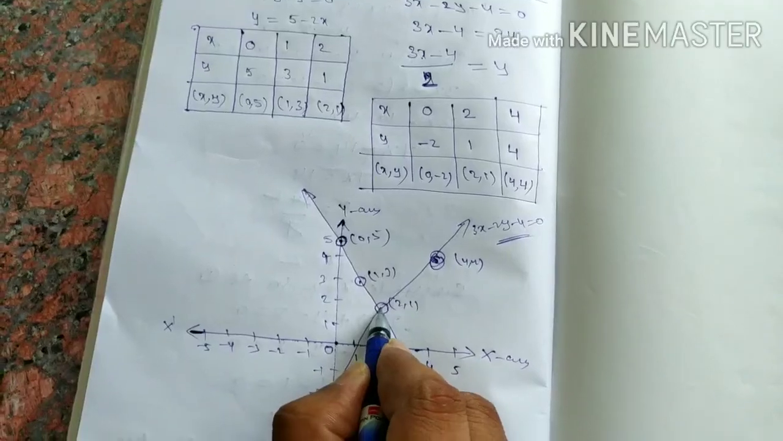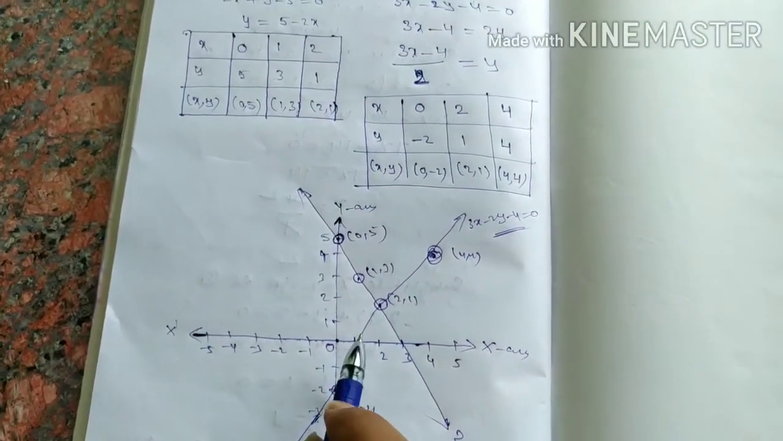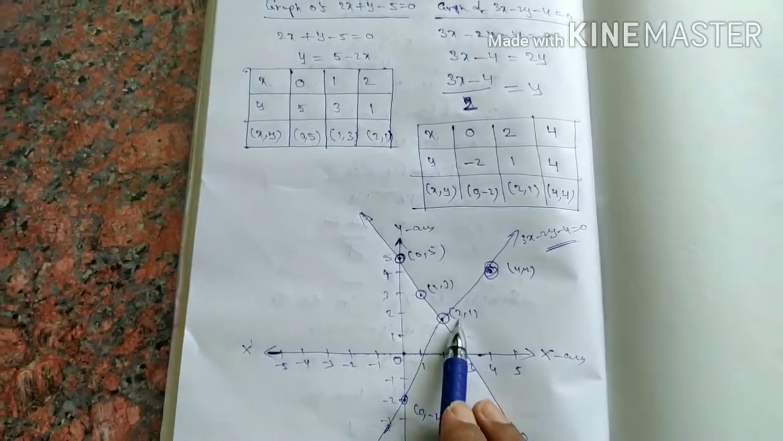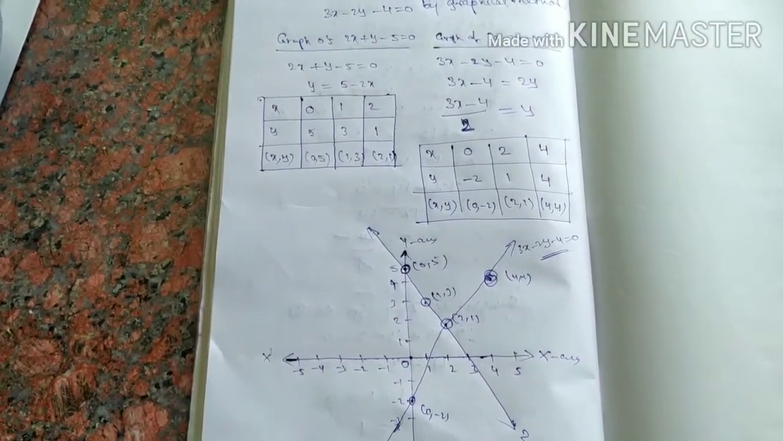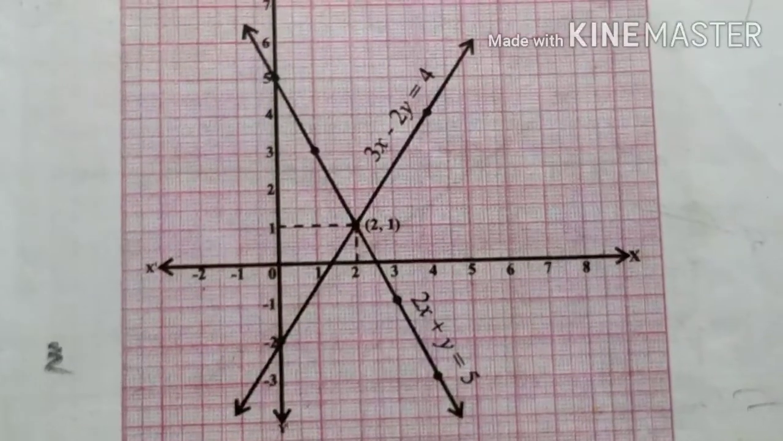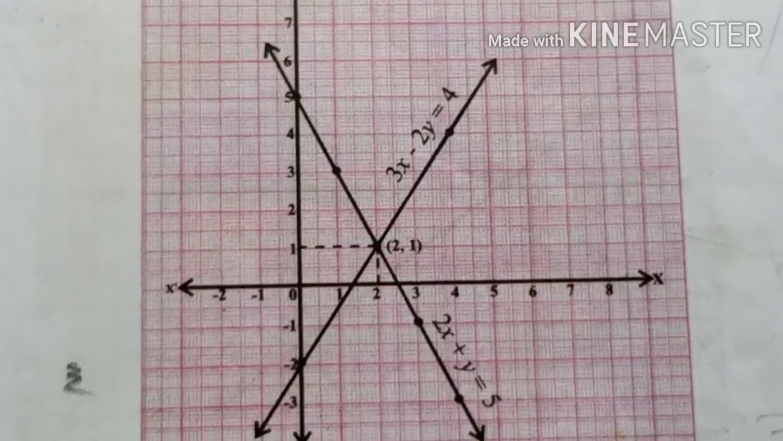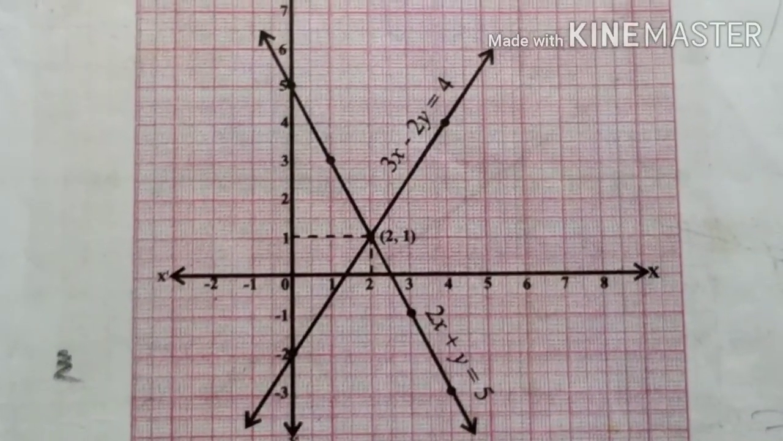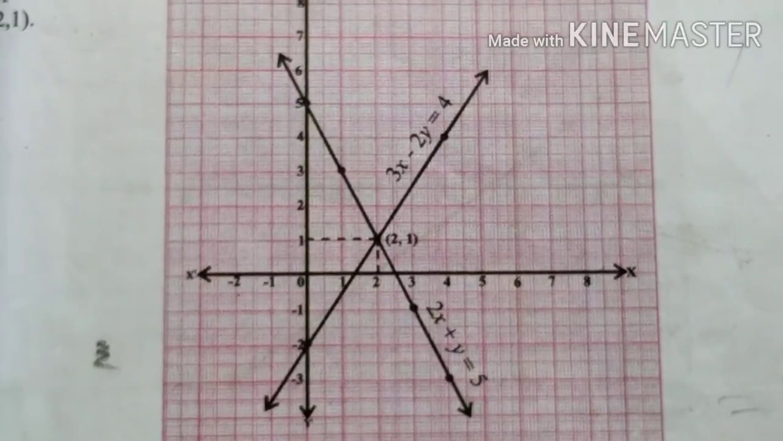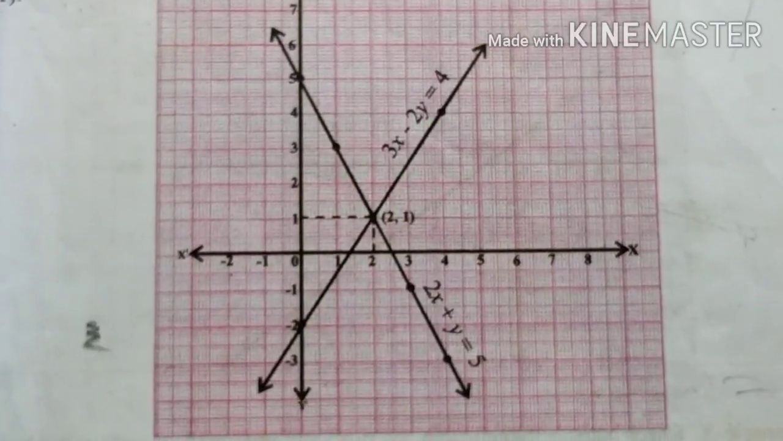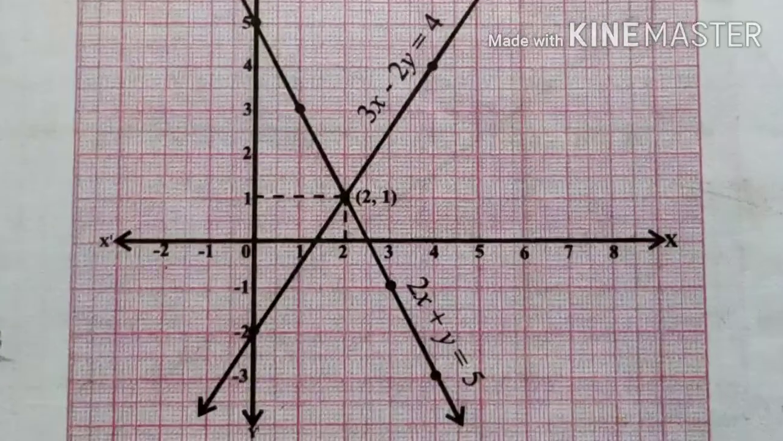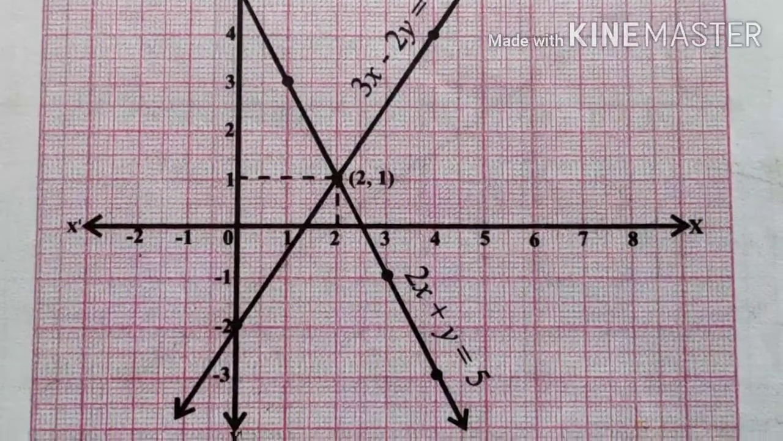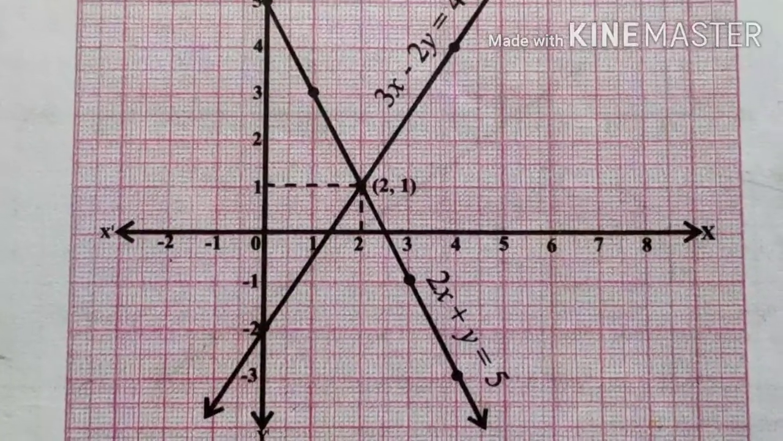So what is the common point for that? 2 comma 1. The two equations have one common point, 2 comma 1. That is the solution from the graph. I just want to show it through the graph sheet. This is the graph sheet. On the graph sheet you will get lines like this. You will also see how they are intersecting: they intersect at the point 2 comma 1.